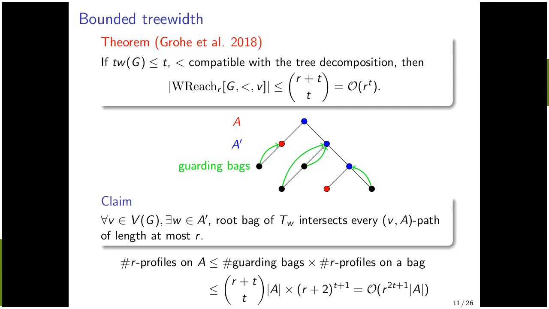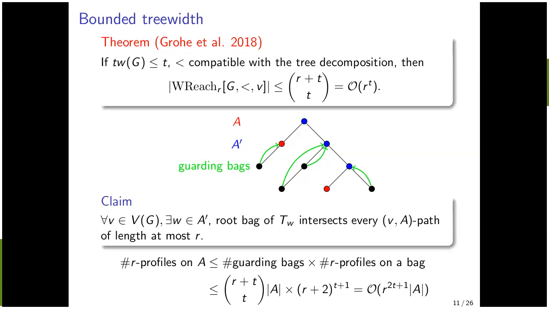So in total, the number of profiles we can have in A is always at most a big O of R to the 2T plus 1 times A. Actually, this can be improved. This plus 1 can be removed because we don't really need all the bag. We can take just the adhesion with its corresponding child. But okay, it's a detail, but we can remove this plus 1.